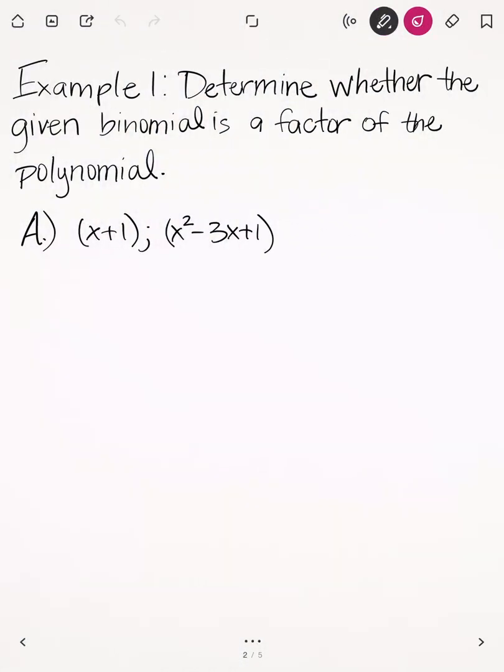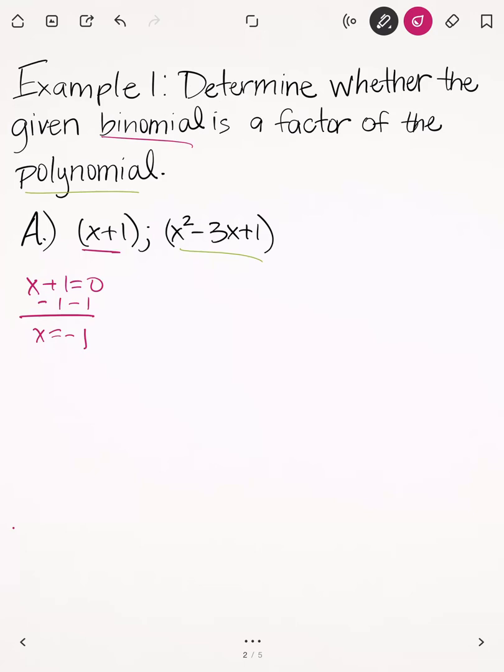So let's look at our first example. It says determine whether the given binomial is a factor of the polynomial. So this is our binomial right here, and then our polynomial is going to be this right here. So what we need to do is first we're going to take the binomial and we're going to set it equal to 0 and solve for x. So to solve for x, I subtract 1 from both sides and I get x equals negative 1. And then from here, it's just synthetic division.